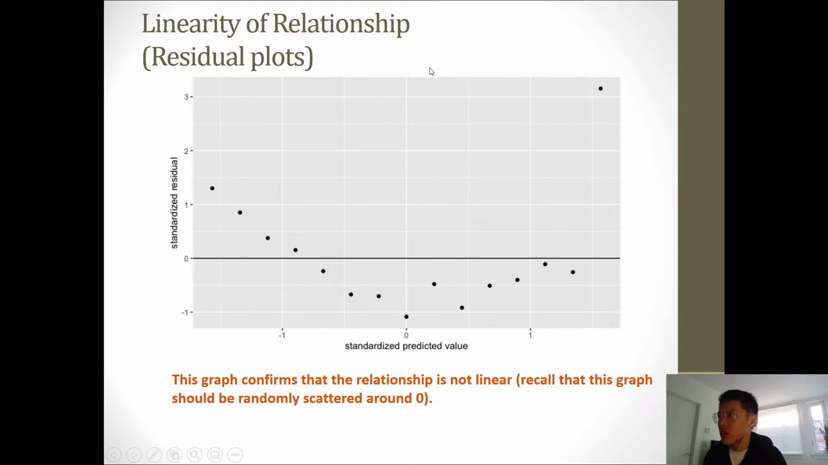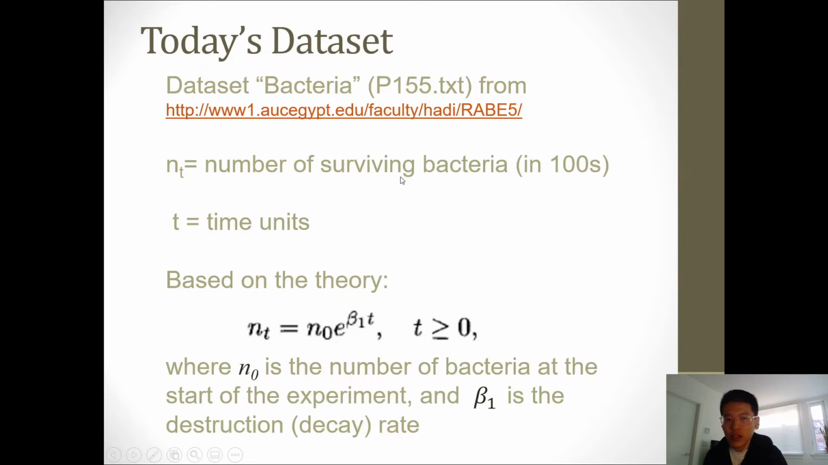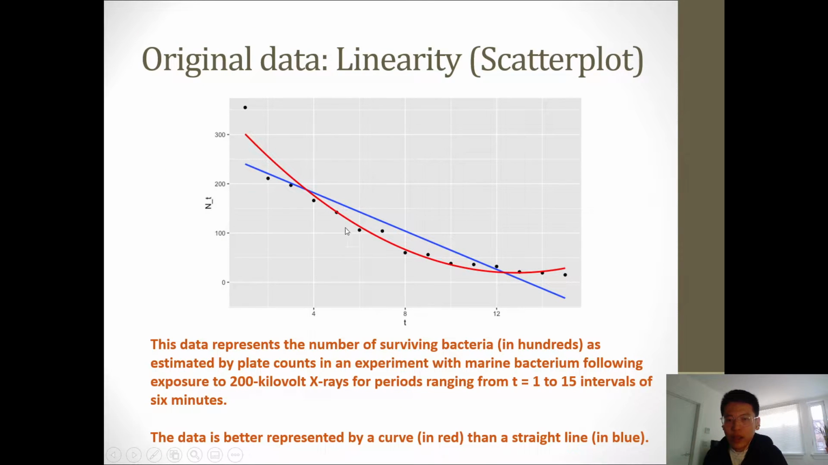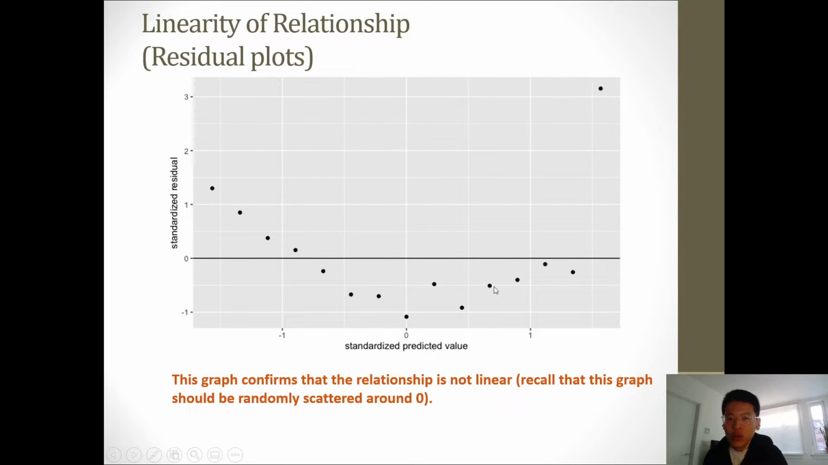As we checked earlier, here, it is better represented by this red line than this blue line. And you can also see that in the residual plot. On the x-axis, it is the standardized predicted value, so this is a predicted y, a y hat value, and it is standardized. And here is the standardized residual. As you can see here, this is not linear. And clearly there's a pattern here, right?